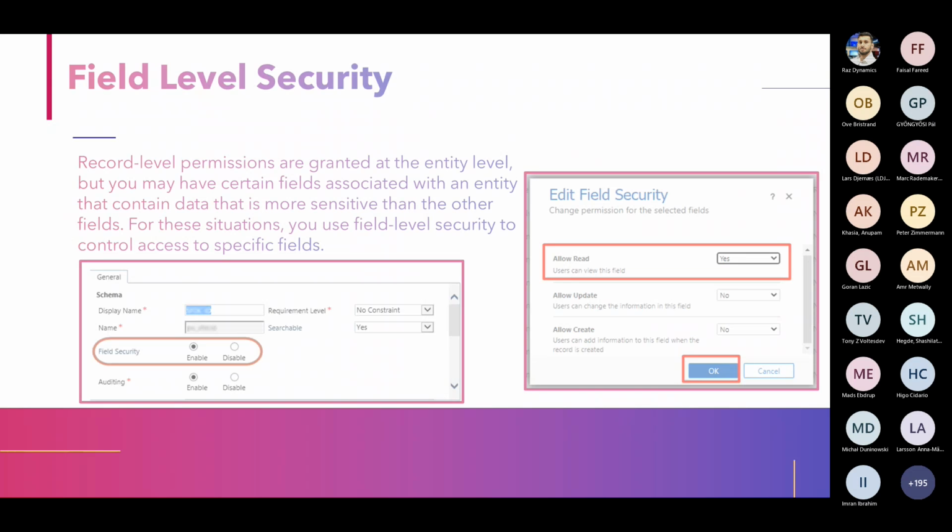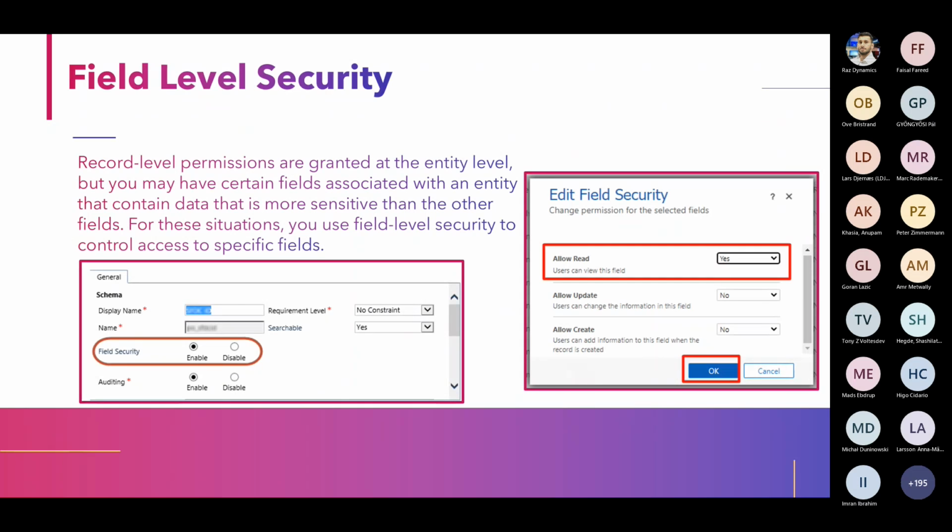Then the last one is field level security. There might be a situation where you need to hide particular field level data. For example, you are working on a banking project and storing credit card information or account numbers, and you want to keep it secret from all users and give access only to a specific group of people. For that purpose, you can enable field level security.